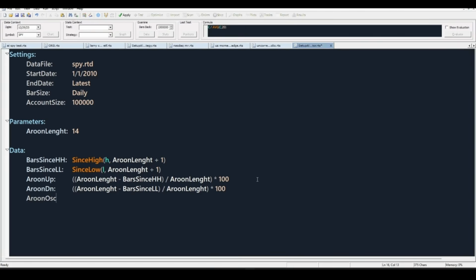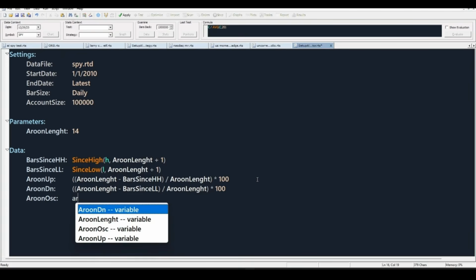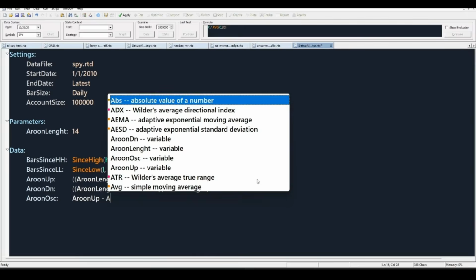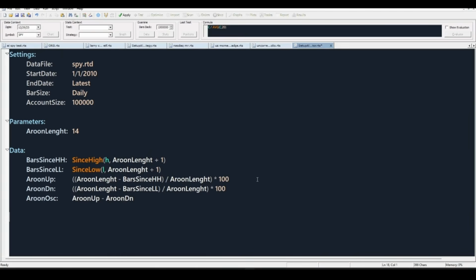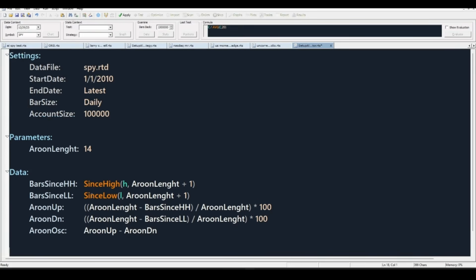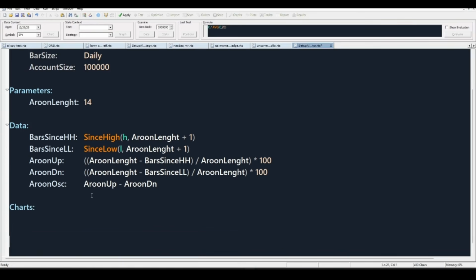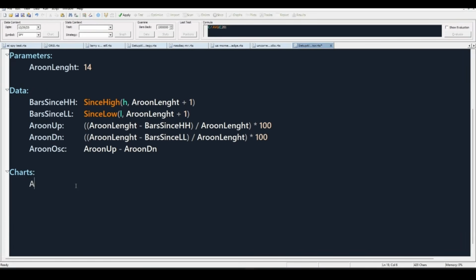Creating the oscillator. To make this easier to trade, I'm going to turn this into a single oscillator. I'll call it Aroon oscillator. This is just Aroon up minus Aroon down. This gives us a single line that oscillates between positive and negative, which is much cleaner for generating buy and sell signals. Never assume your code works without checking it.